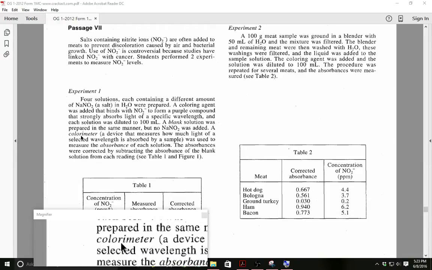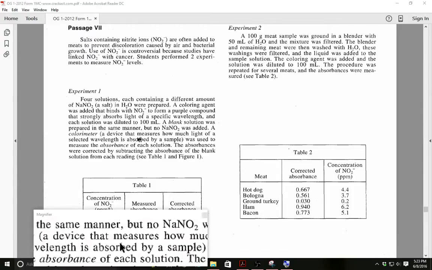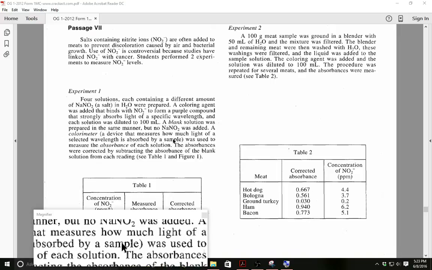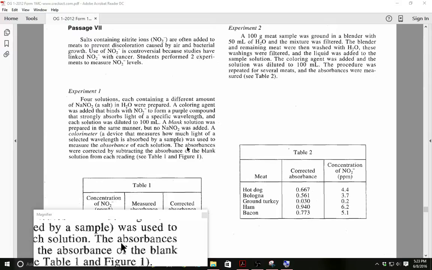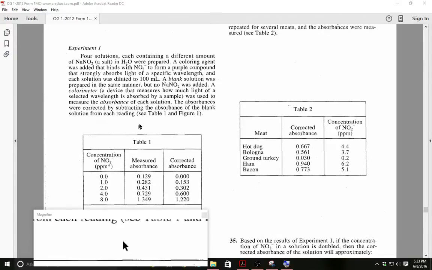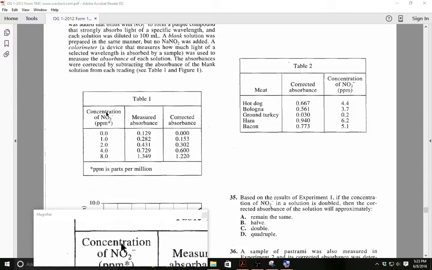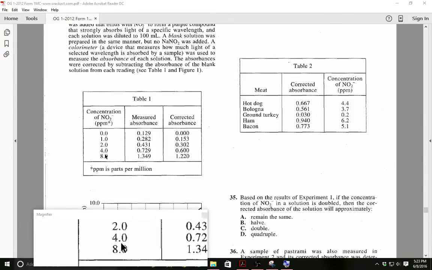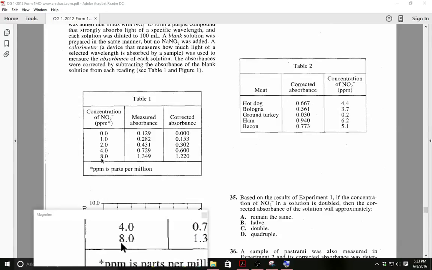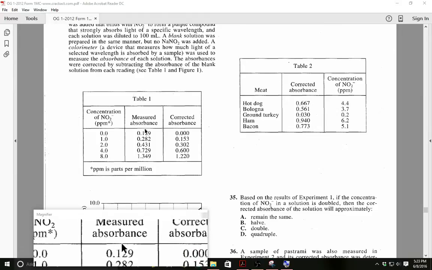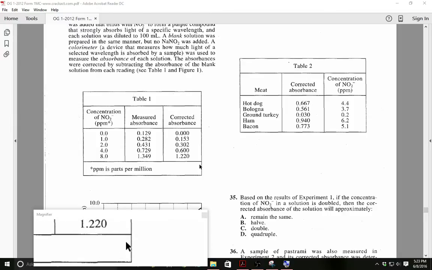A colorimeter, a device that measures how much light of a selected wavelength is absorbed by a sample, was used to measure the absorbance of each solution. The absorbances were corrected by subtracting the absorbance of the blank solution from each reading. So here's the concentration of NO2-, which is nitrite, in ppm, measured absorbance, and corrected absorbance, and ppm is parts per million.